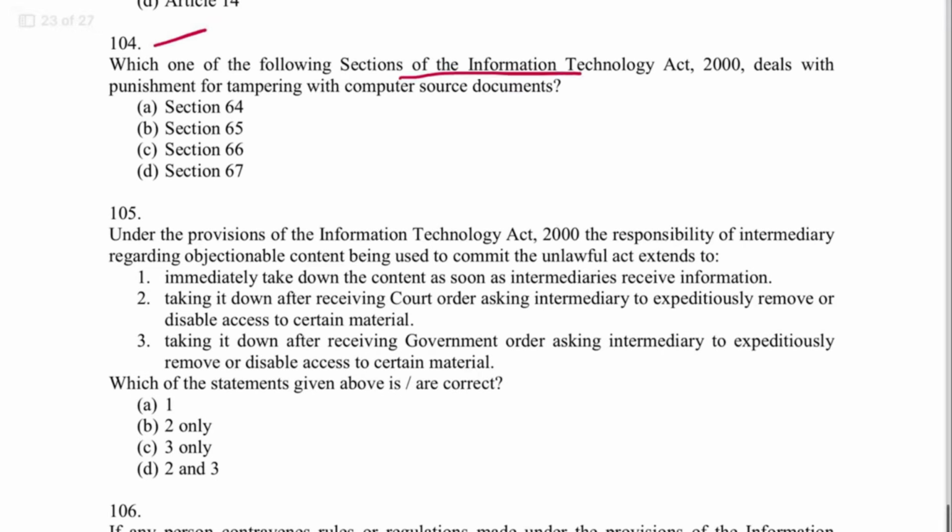Next, 104. Which one of the following sections of IT Act deals with punishment for tampering with computer source document? That is section 65. B is the answer.